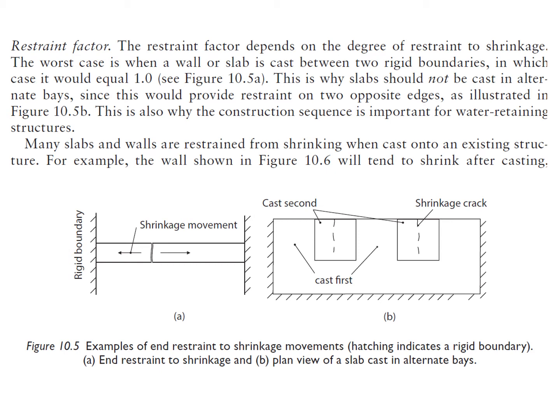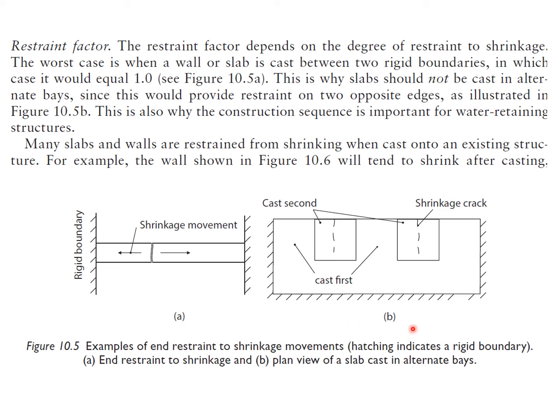So the restraint factor depends on the degree of restraint to shrinkage. The worst case is when a wall or slab is cast between two rigid boundaries, and we can see that here. So we've got a rigid boundary which allows for no movement due to the tensile load developed by the concrete as it shrinks. And because there is no movement, the restraint factor is taken as 1.0.